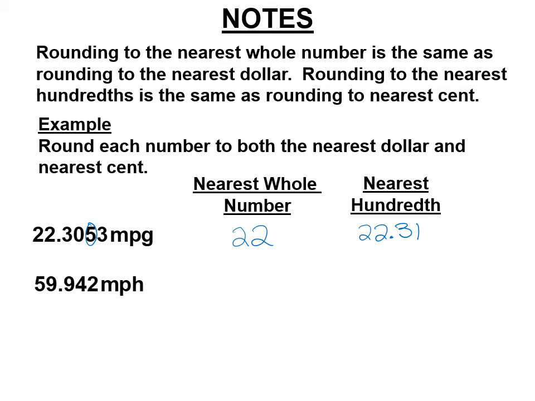Hundredths are just like cents, because cents are out of 100 pennies in a dollar. 59.942 miles per hour. So that's a 9. We're going to go up to 60. Oh, and I should probably put units on these, right? MPG, MPG, MPG. And now this one is 2, so we're going to stay where we are. The nearest hundredth is 59 and 94 hundredths mph.